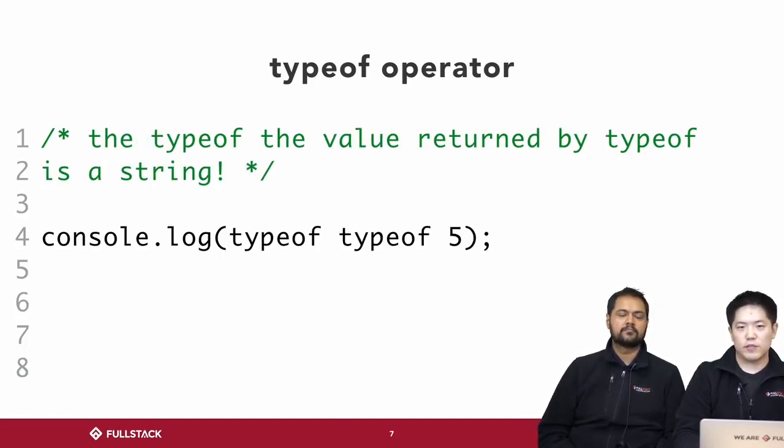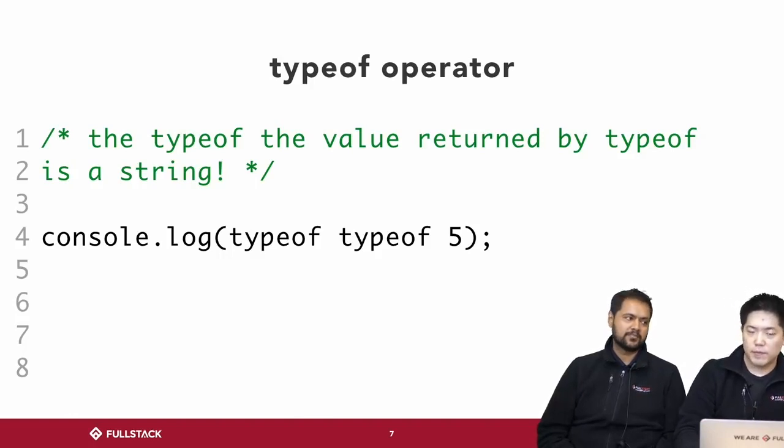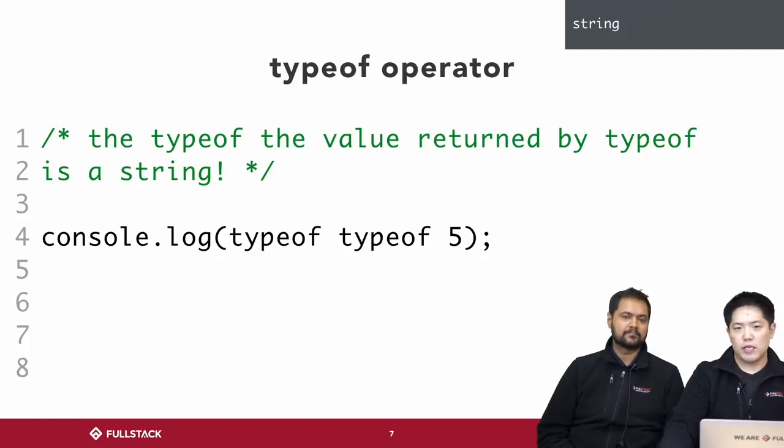So for example, if I do typeof typeof 5, what do you expect to get? I would say string. You would say string, right? Because what's happening here is that the typeof on the right is first interpreting that 5 and saying, okay, what are you? And then it's returning the string "number". And then the second typeof on the left is saying, okay, the type of "number", the string, is a string itself. Right.